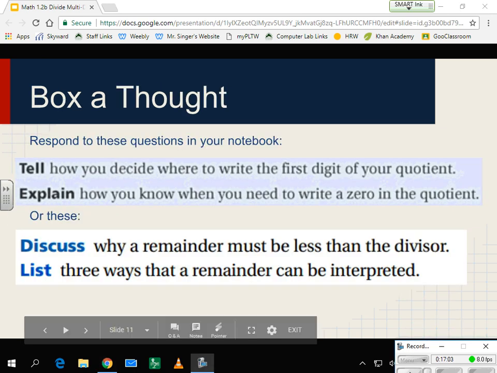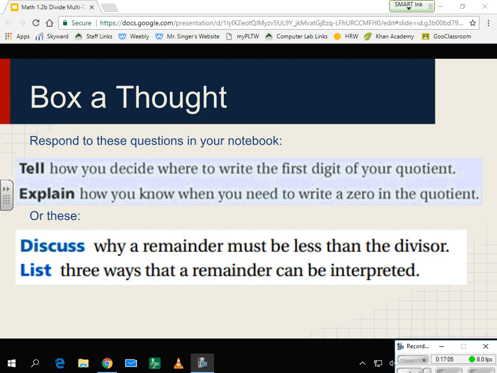All right, for your box of thought today, I want you to pick one set of questions or the other. You can pick the first one or the second ones, and all you got to do is answer them in your notebook and then write down your answers in your notebook so I can read them when I check off your notebook.